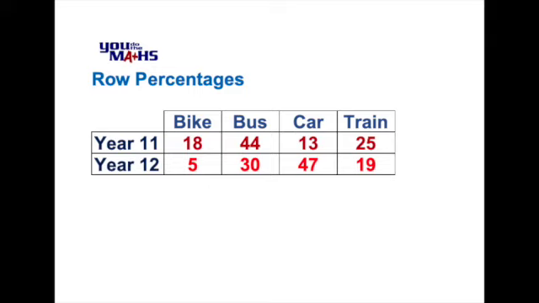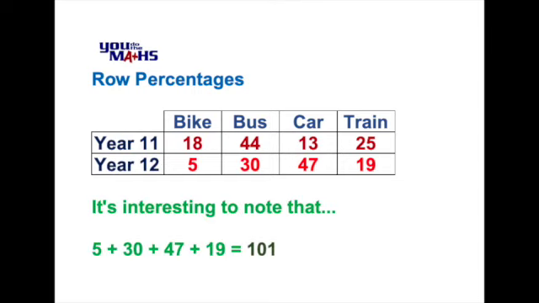Now what's interesting to note is that even though those percentages, when left accurate, do add up to 100, when we round them off, the percentages in the Year 12 row add up to 101. Now that's not unusual, and that's because there's an error in rounding. So we can say that each of those rows effectively still adds up to 100%.